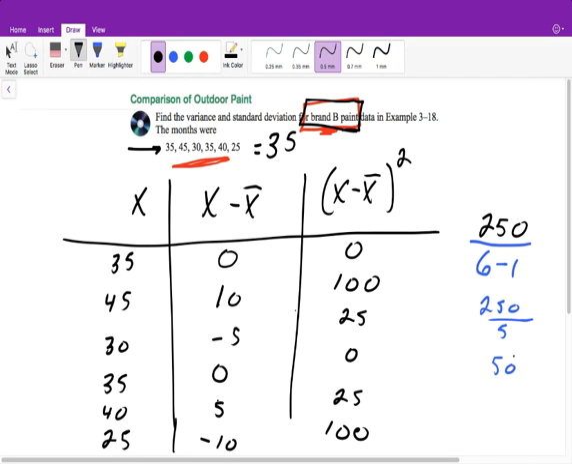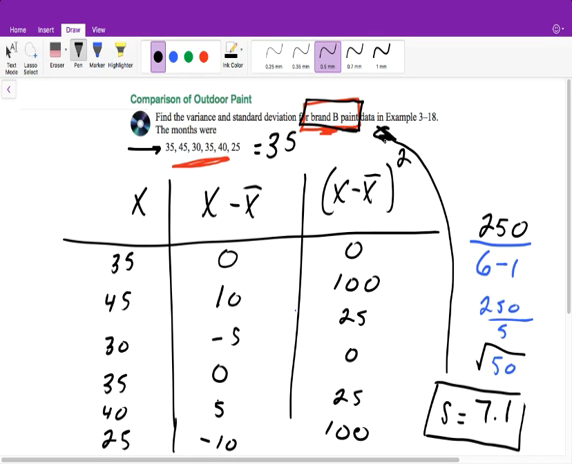Then we take the square root of that. The symbol that we use now when we're solving for the standard deviation of a sample that we apply to the population is the letter s that I just wrote there. The square root of 50 is equal to 7.1. So if we want to predict what the standard deviation would be for the entire population, we use this formula and say that the standard deviation for all of brand B paint would be 7.1 months.